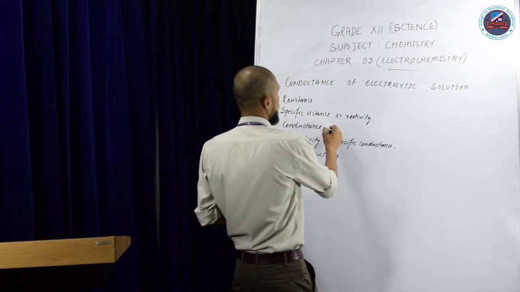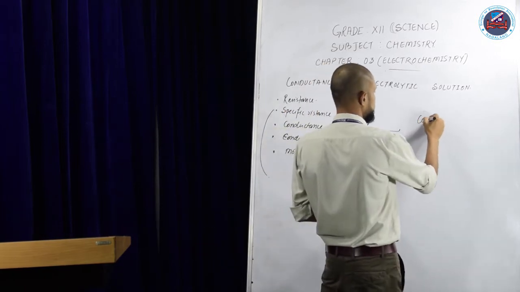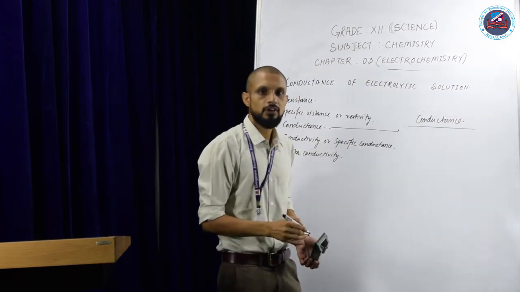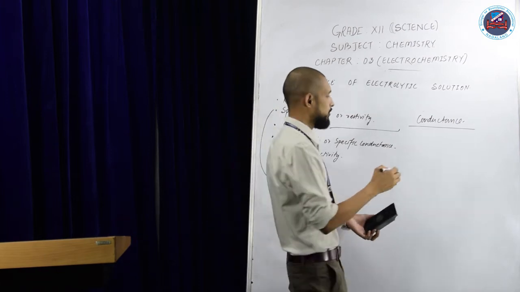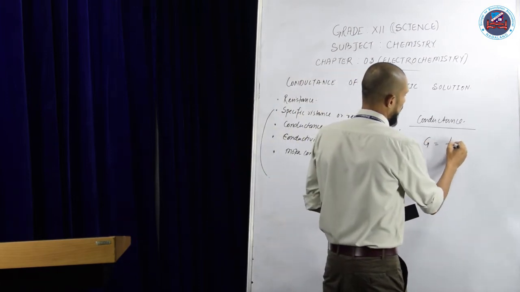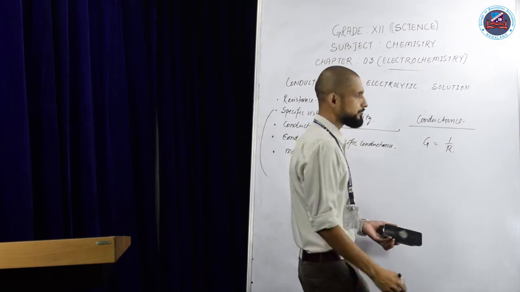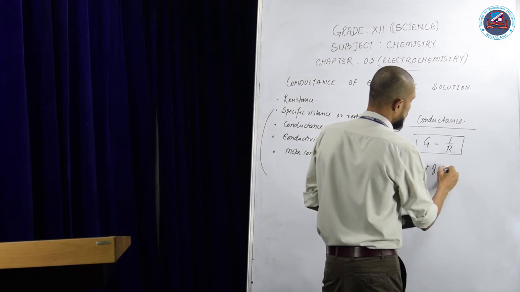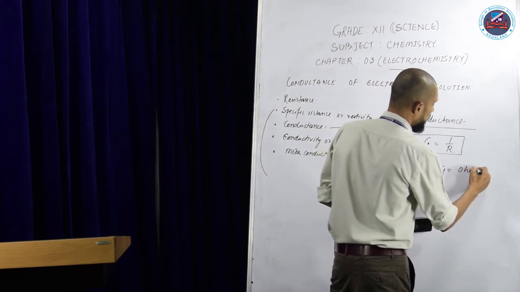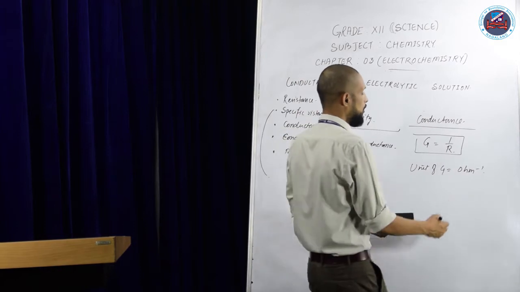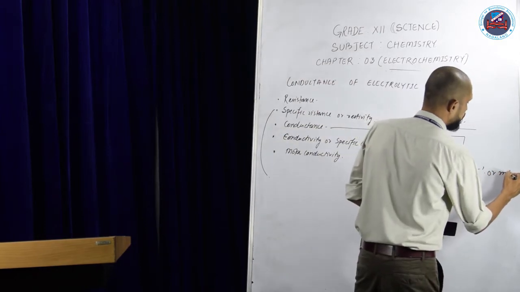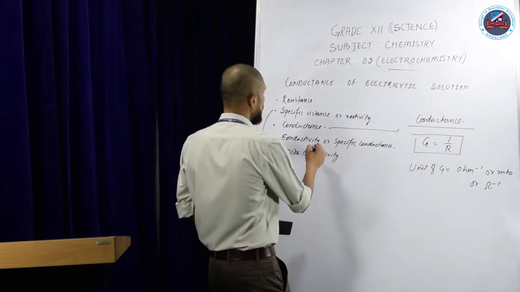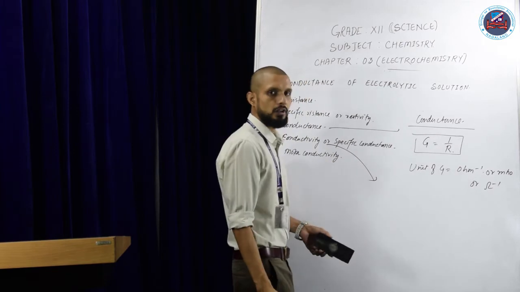Next is conductance. Conductance is defined as the reciprocal of resistance. So G is equal to 1 by R. Unit of G is Ohm inverse, or you can write mho, or you can use the symbol Ohm inverse.